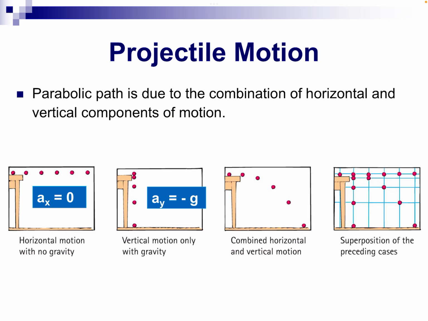Right. If we then look at it diagrammatically or schematically, the parabolic path is due to the combination of horizontal and vertical components of motion, right? You have this horizontal component of motion where the acceleration along the horizontal is 0, plus the vertical motion where the acceleration along the vertical is equal to the gravitational acceleration that's always pointing downwards. If you combine those two motions, then you have this parabolic path that is called projectile motion.